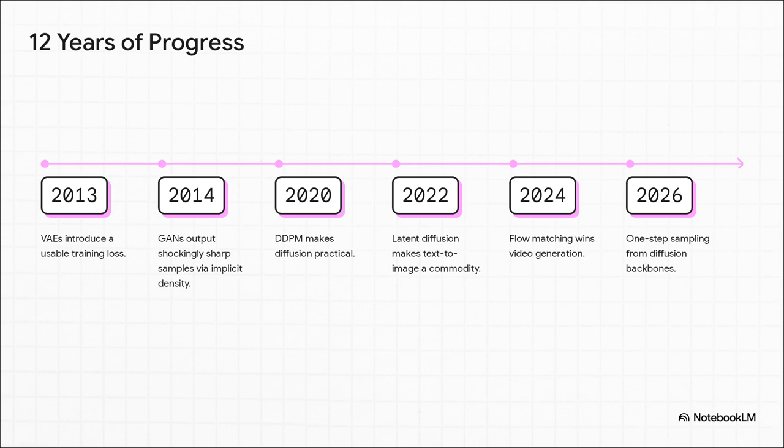In 2024, flow matching swoops in to win the video generation race. And now, here we are in 2026, and the holy grail is finally upon us, using consistency and rectified flow for one-step sampling straight from those diffusion backbones.